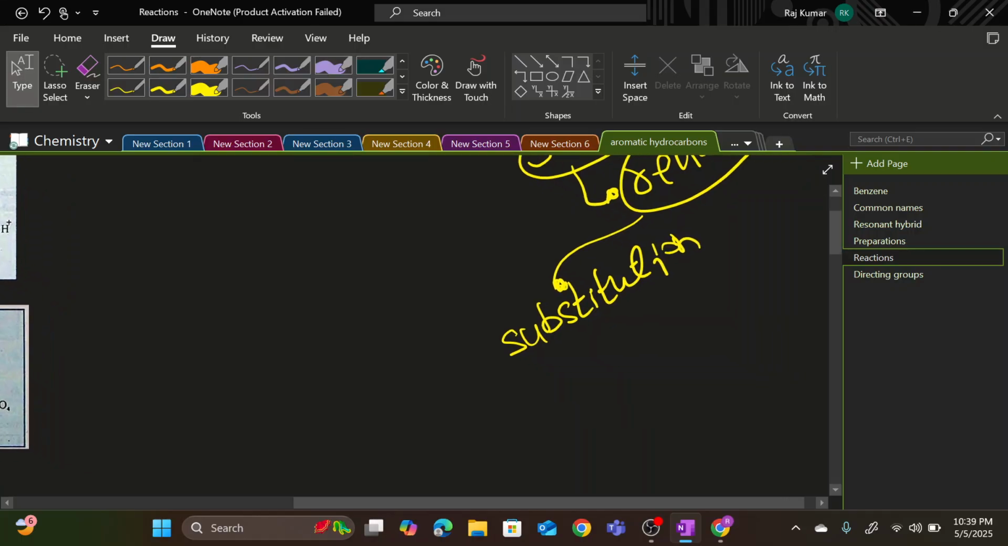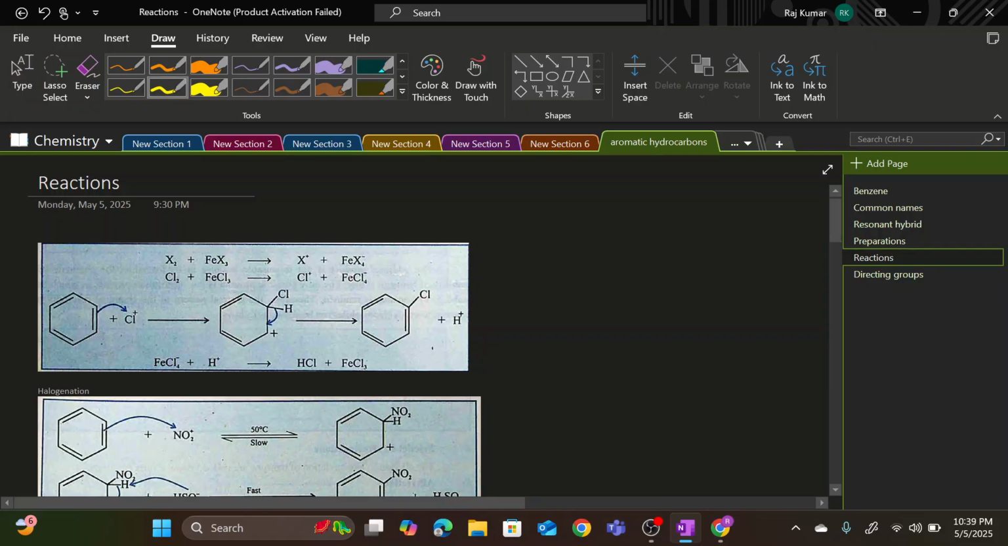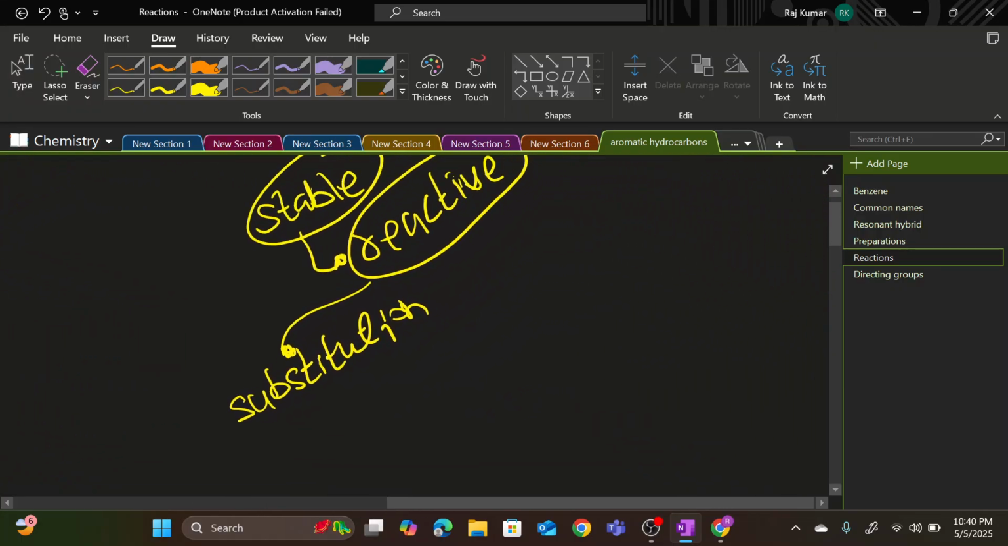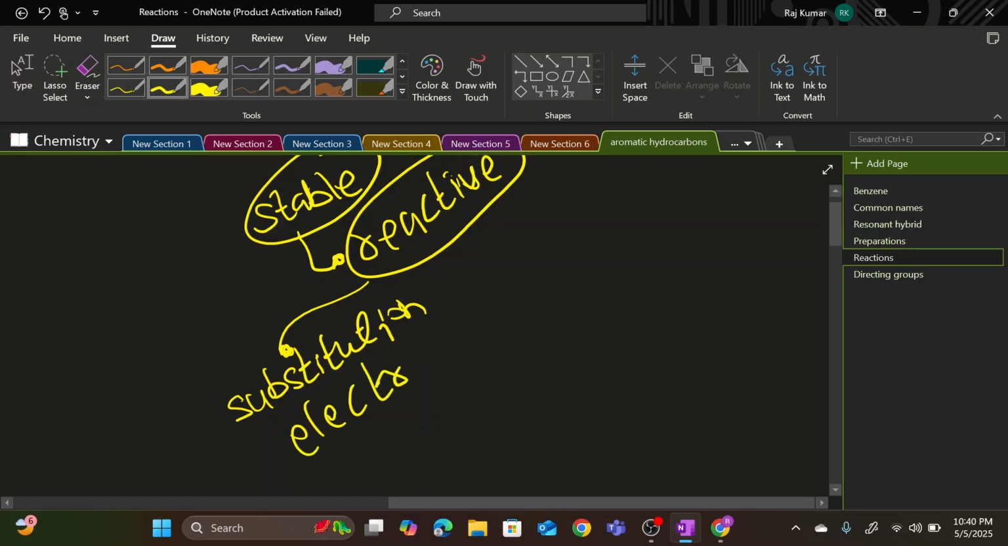And what type of substitution reaction do happen? We need to understand it conceptually. Benzene has a pi electron cloud, a diffuse electron cloud, delocalized electron cloud. The delocalized electron cloud is negatively charged, which means that benzene is a nucleophile. And what type of nucleophile is it? It's a strong nucleophile because the pi electron cloud is present inside the benzene ring. Due to which we need a strong electrophile in order to perform the substitution reaction in benzene. So it is an electrophilic substitution reaction in which we need a strong electrophile.